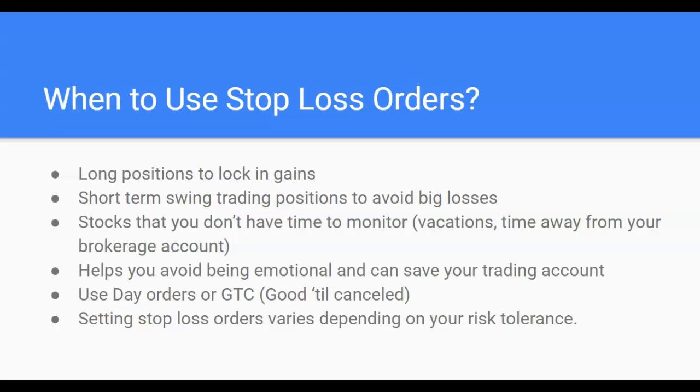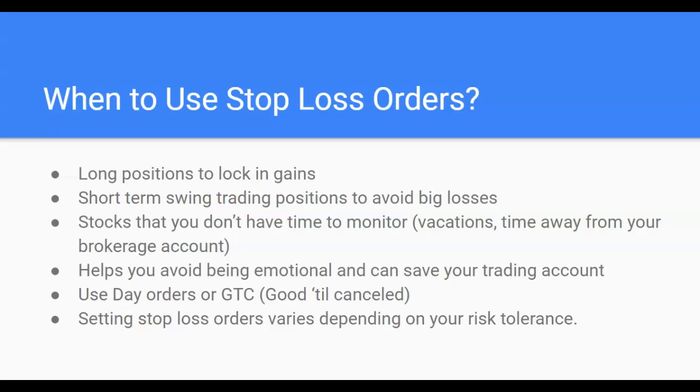So if you're buying a stock hoping that it's going to go right up, this is usually what people do on volatile stocks like penny stocks. You want to put a stop loss order maybe 10%, 20%, 25% beneath the latest price, so that if the trade goes against you, you're out of the trade and you only lost a little bit of your money.